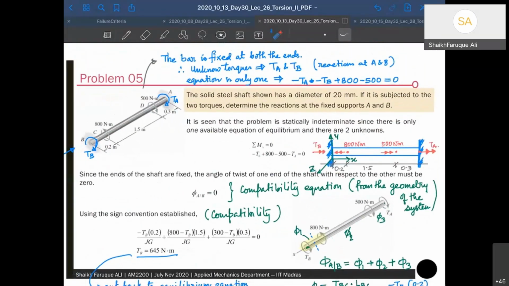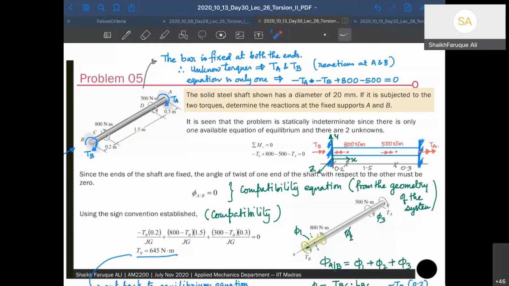Do not make a mistake here. There are a lot of chances of making mistakes here. Don't make that. All right. Now that's my equilibrium equation, and I need one compatibility equation to solve the problem because there are two equations that are necessary to solve this problem. Where do I get a compatibility equation?